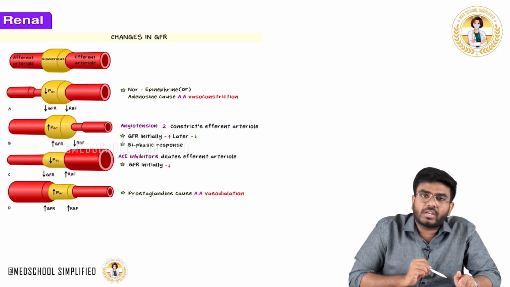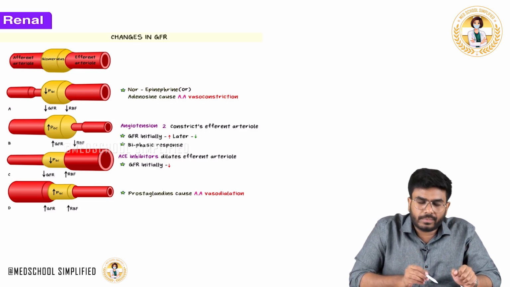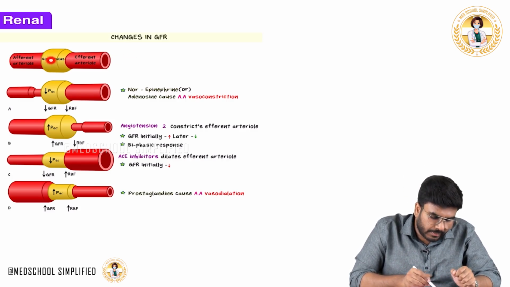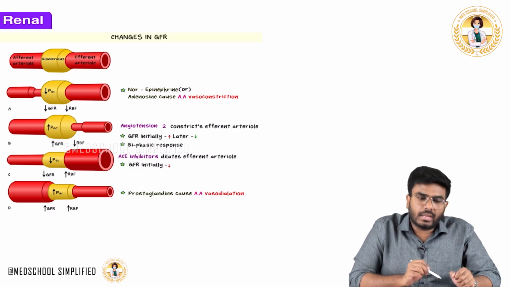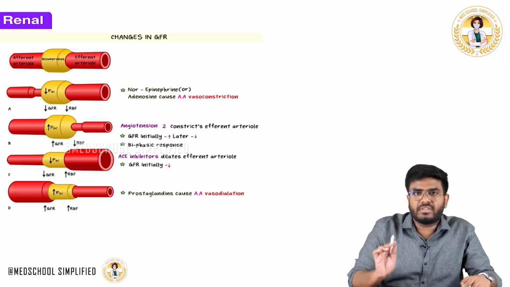See, this is the afferent arteriole. So afferent arteriole, what is it going to do? Afferent arteriole is going to bring the blood to the glomerulus, and in the glomerulus filtration is going to happen. And the blood is going to go out of the efferent arteriole. Afferent arteriole brings the blood, efferent arteriole takes away the blood.